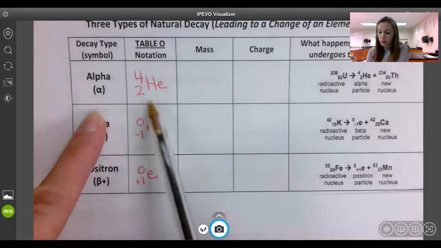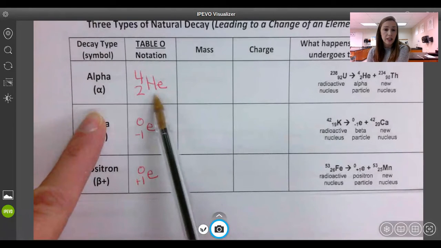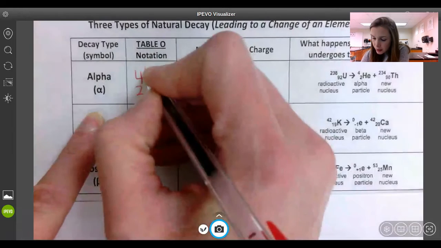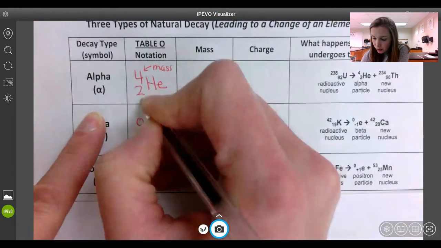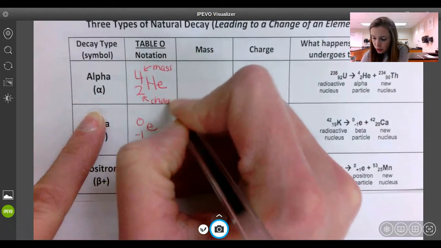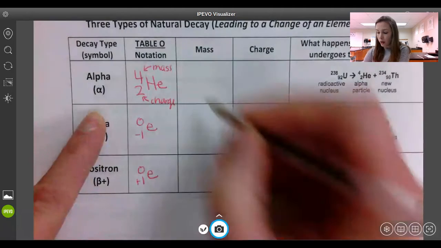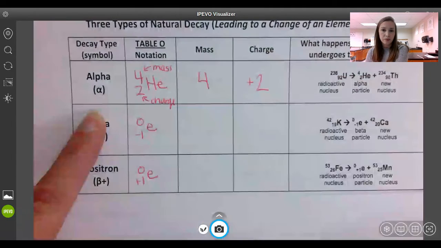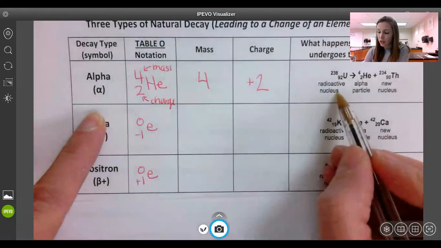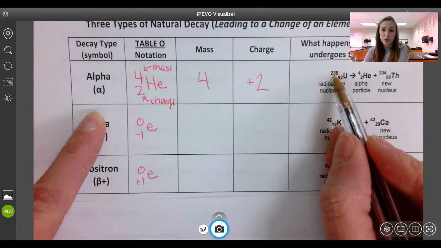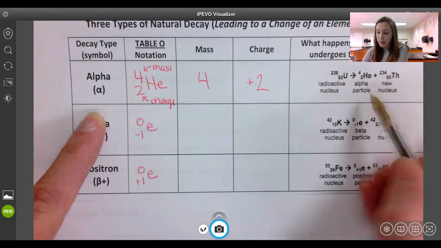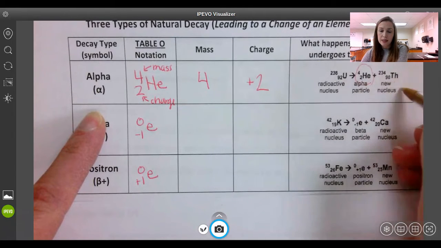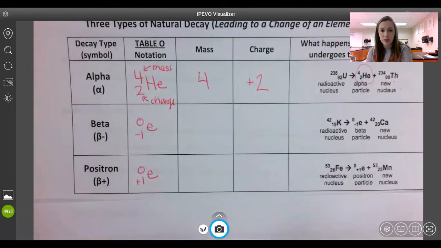So for an alpha particle, which has the symbol here, you'll see the helium symbol because it's actually just the nucleus of a helium atom. The top number is going to be the mass of that decay particle. The bottom number is going to be the charge of the decay particle. So for an alpha particle, it has a mass of 4 and has a charge of +2. Okay, and when we see this uranium-238 isotope undergo this, it gives off this alpha particle and changes into something new. So this is an example of the transmutation that we were just defining.